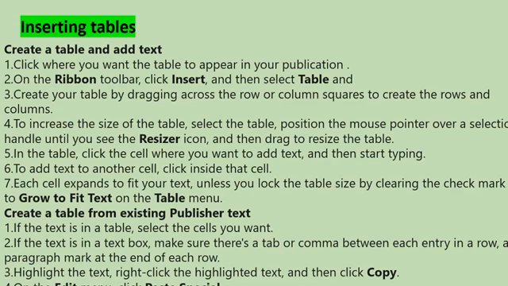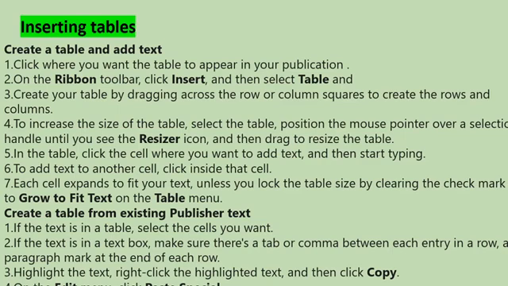To increase the size of the table, select the table position. Position the mouse pointer over the selection handle until you see the resizer icon, and then drag the resizer. That's the drag to resize the table. In the table, click the cell where you want to add text and then start typing. To add text to another cell, click inside that cell. Each cell expands to fit your text unless you lock the table size by clearing the check mark next to Grow to Fit Text on the Table menu.